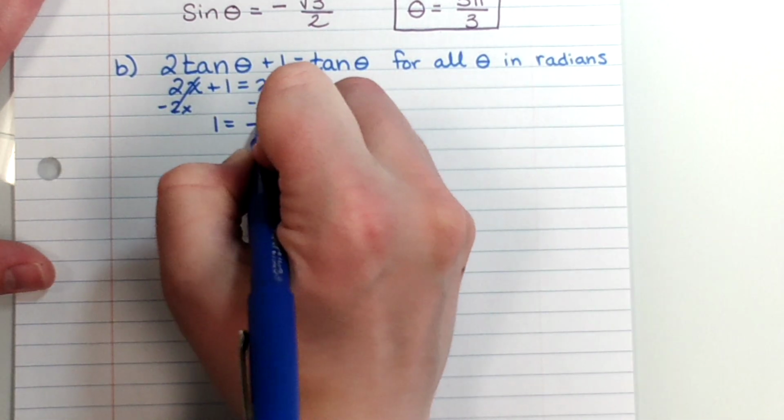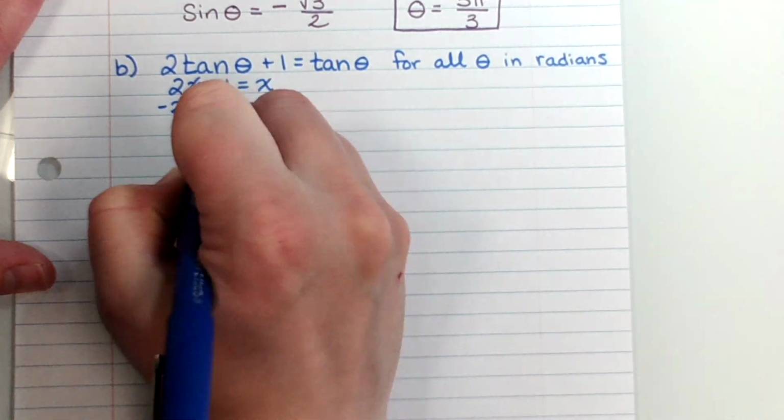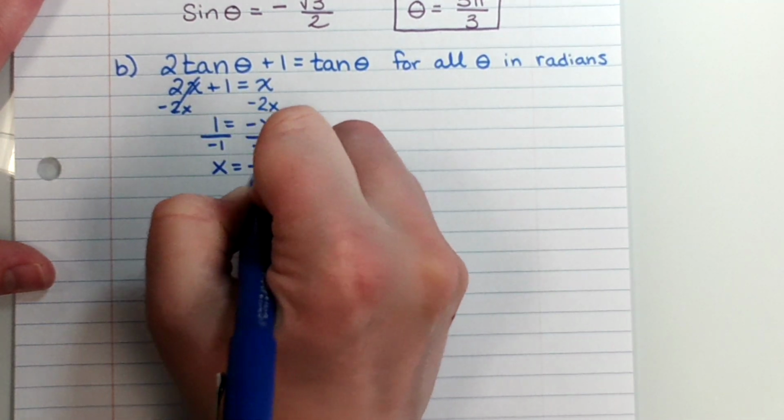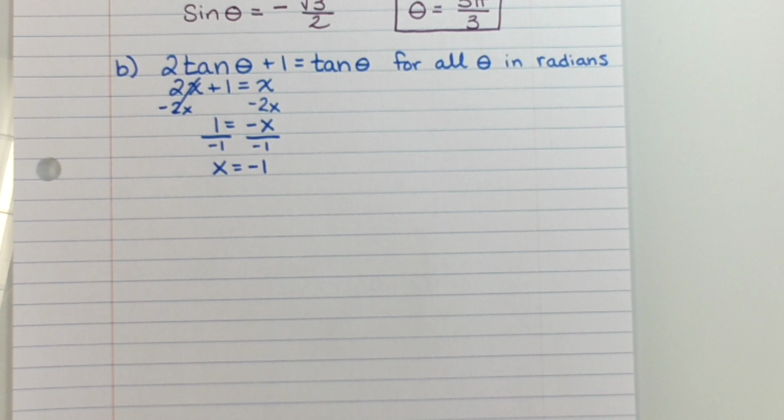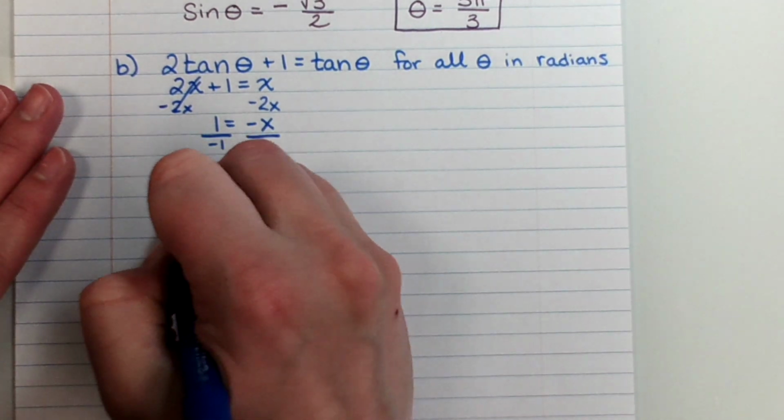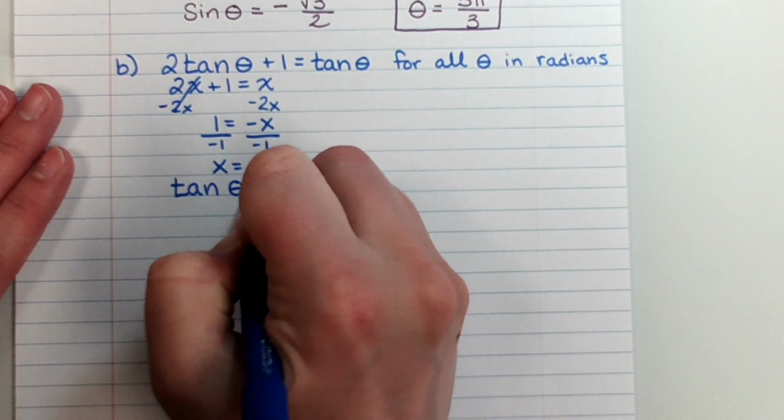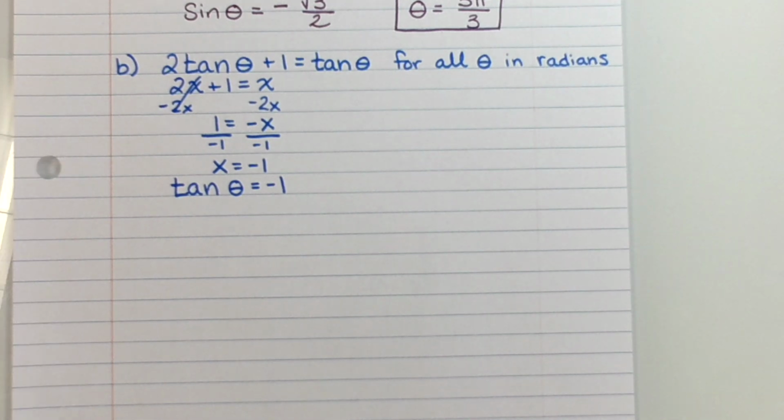1 equals negative x. Divide by negative 1. X equals negative 1. But then you have to remember that it was never actually x. X was a placeholder for tangent. So what I actually have here is tangent theta is equal to negative 1. Keeping in mind that tangent is not what I'm trying to solve for. I'm trying to find theta. So now I have to look for theta, but that's where the unit circle gets involved. Where is tangent equal to a negative 1?